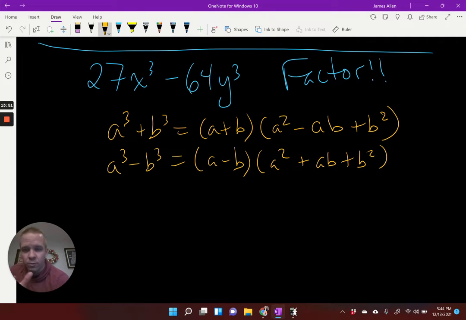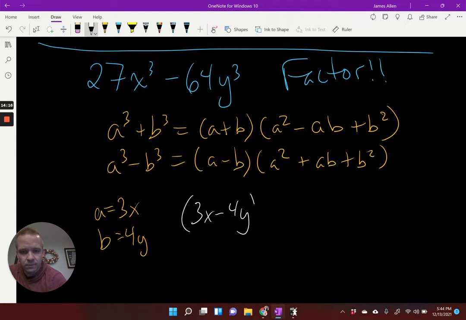So what does this mean exactly? Well, A is going to be, the cube root of 27 is 3, and the cube root of x is x. So A is going to be 3x, and B is going to be, cube root of 64 is 4, and then cube root of y is y. And we can sub these into our formulas accordingly. So I'm going to have 3x minus 4y. And then I'll have the 3x being squared, so 9x squared. Plus, and then it's the product of those two, so 12xy.